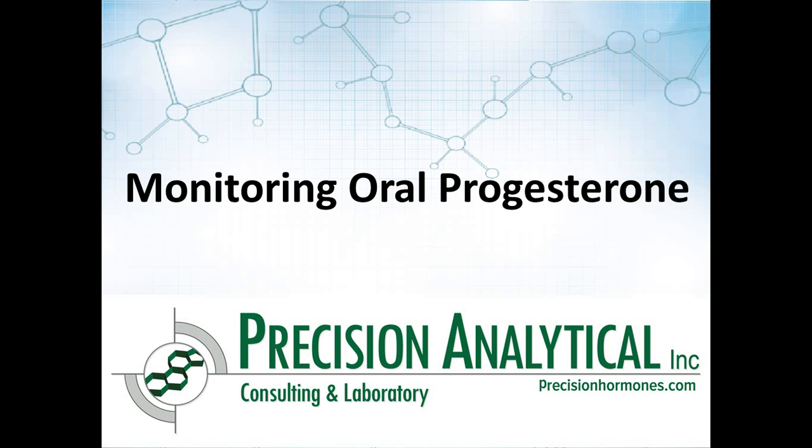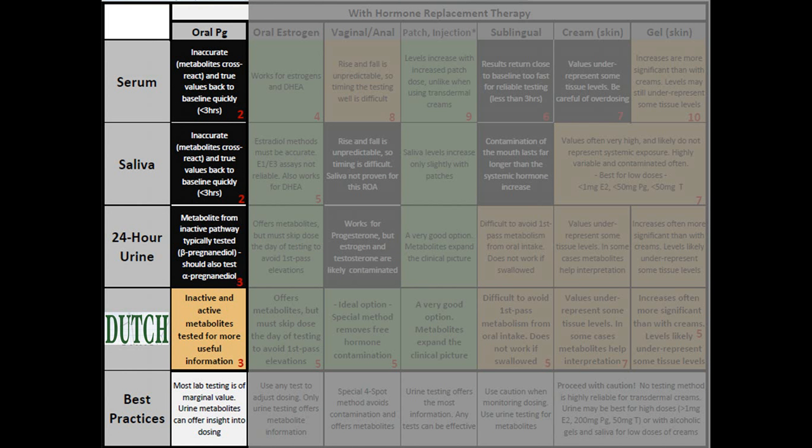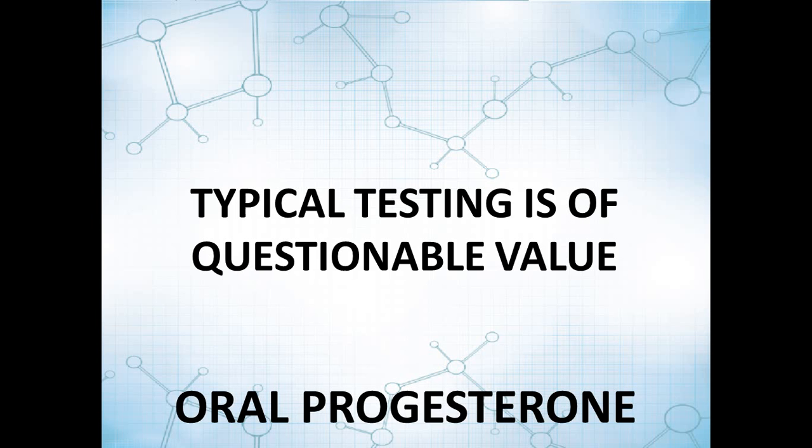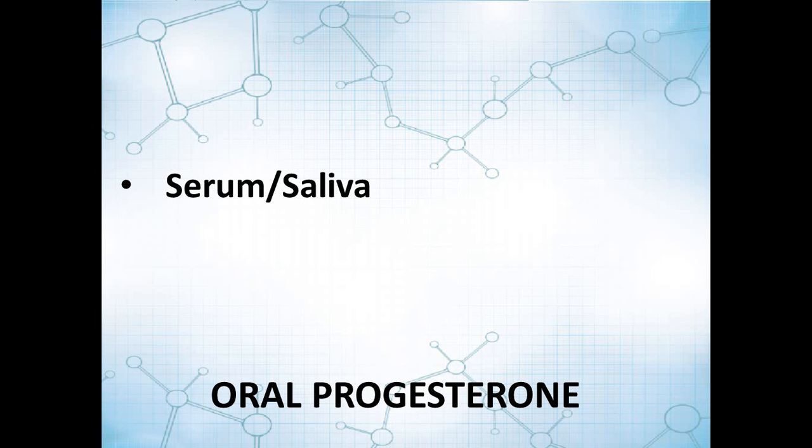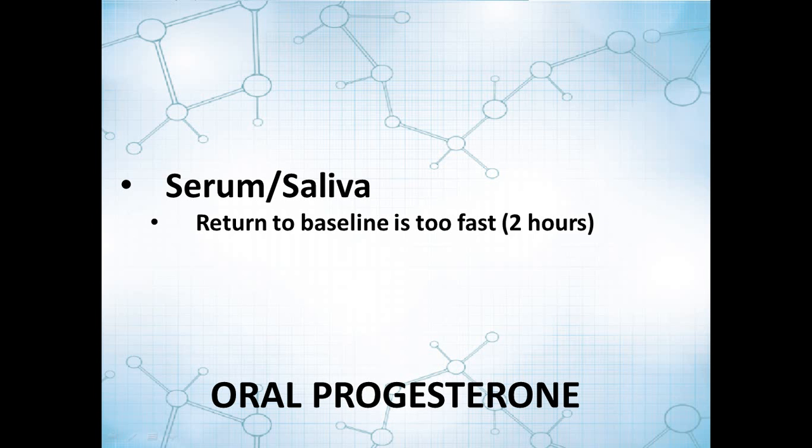So when we look at my rating for these, it seems a little bit harsh to say, okay, you're telling me that serum testing doesn't work, saliva testing doesn't work, and a 24-hour urine test doesn't work very well. Here's why. Typical testing is of questionable value. In serum or saliva, the return to baseline is too fast, and most tests are inaccurately high. So let me show you the data.